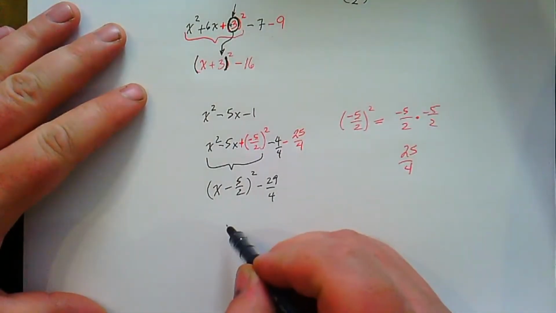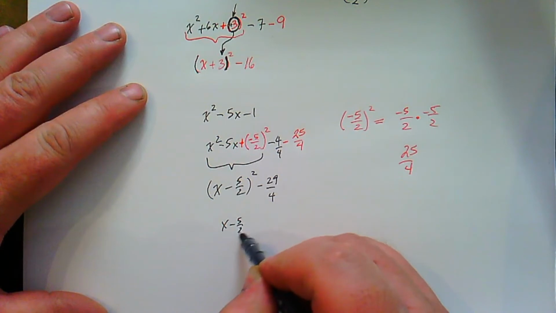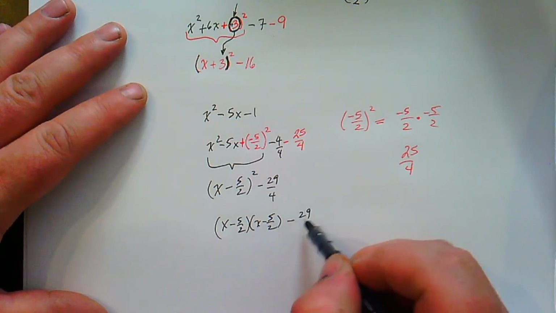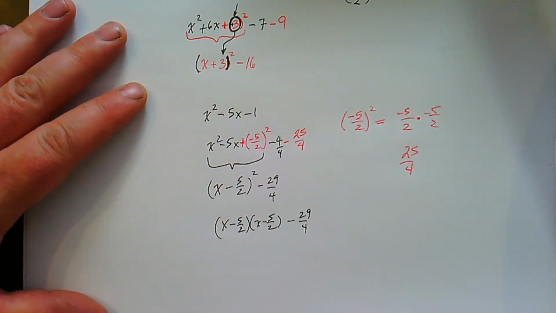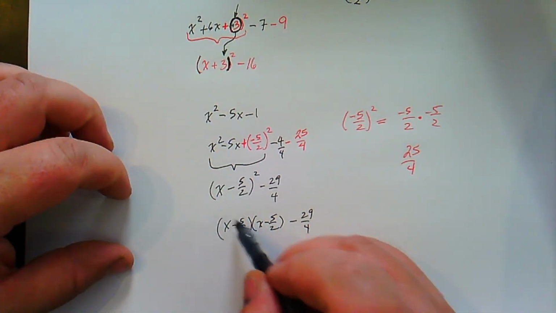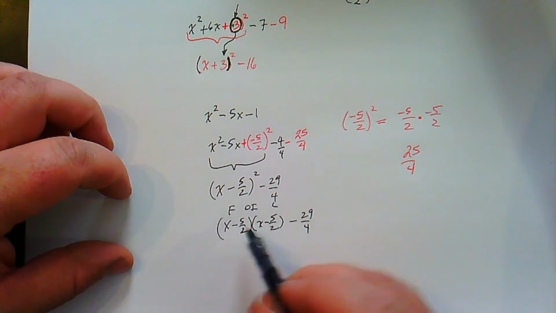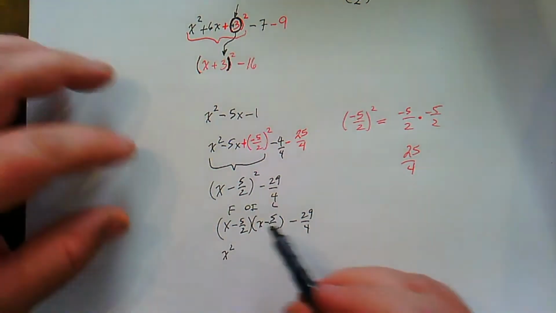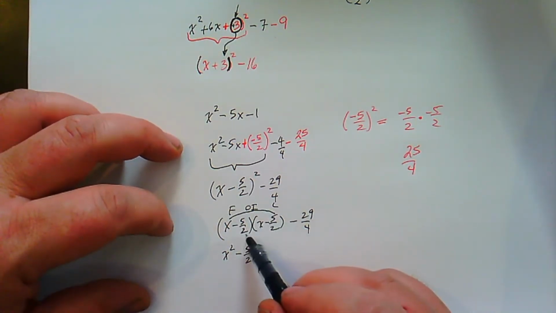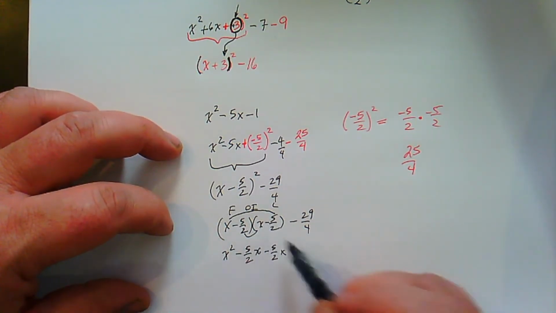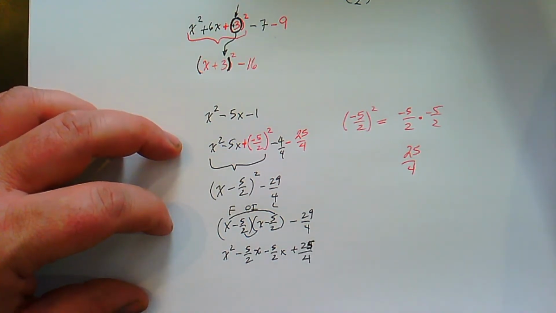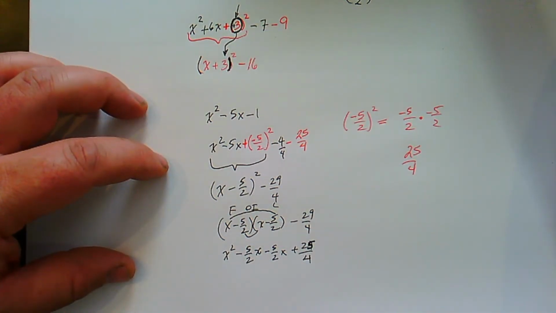Let's find out. So x minus 5 over 2 times x minus 5 over 2, and then minus 29 fourths. Let's put all this together and see, because it doesn't look right. I mean, it seems like it's impossible, but all right. You remember the shortcut, FOIL: first, outer, inner, last. The first two make x squared. Outside is negative 5 over 2x. Outside means like this. Inside, negative 5 over 2x. And the last two make 25 over 4. So let's go ahead and put all this together.